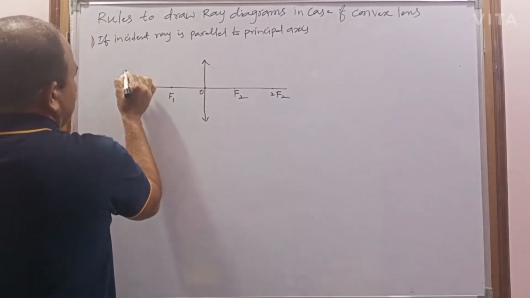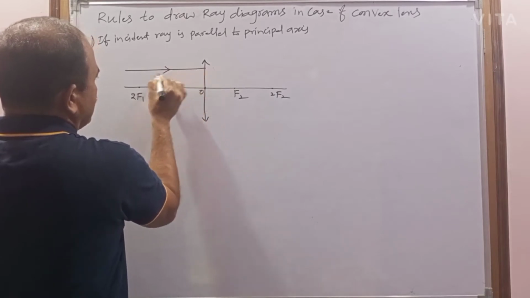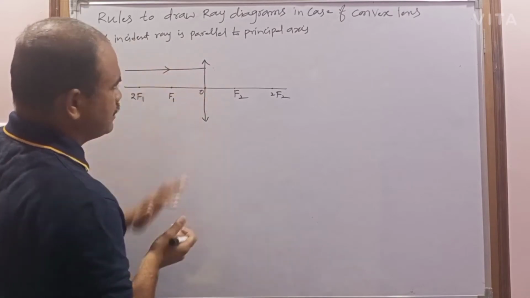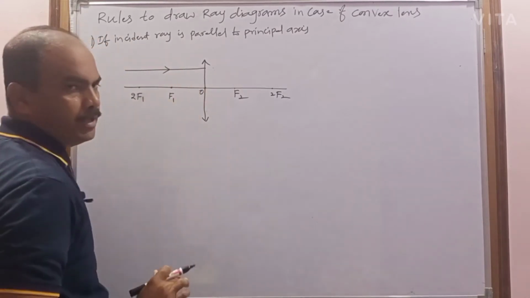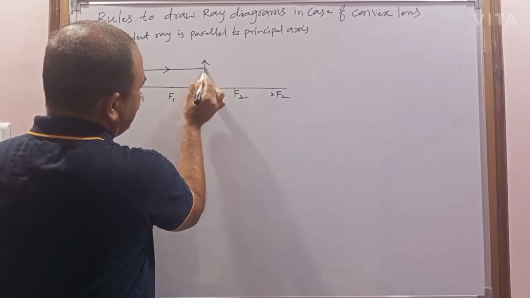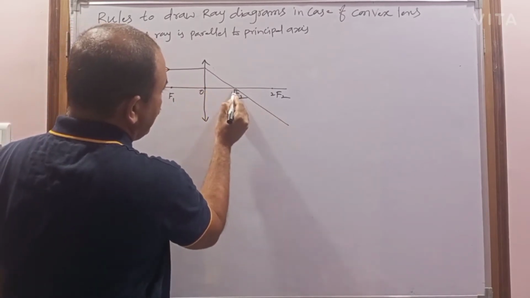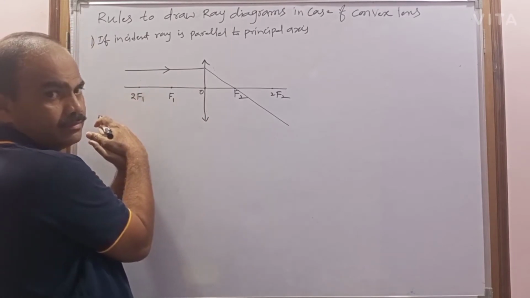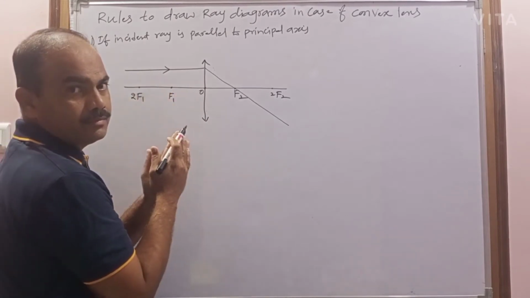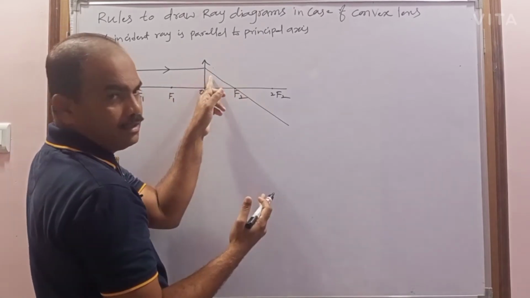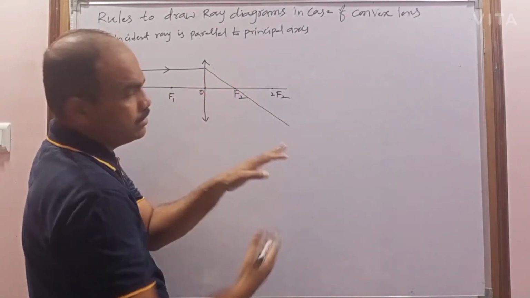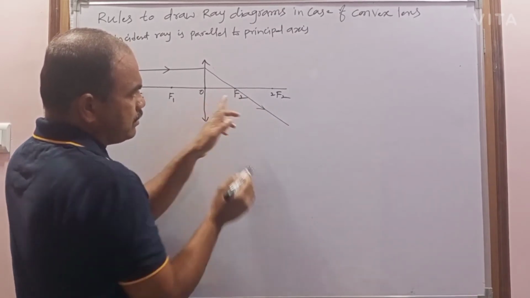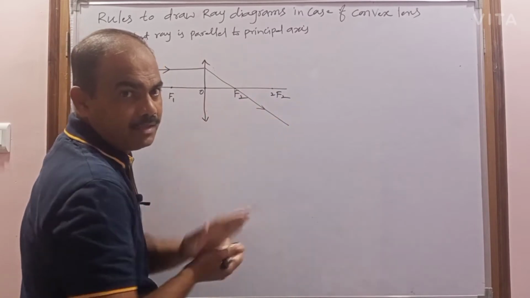Now this is the incident ray that is incident on this convex lens. It is parallel to the principal axis. After refraction it passes through the focus on the other side of the lens. The incident ray is incident on one side, so it has one focus, but after refraction it enters the other side. So this is the refracted ray. The refracted ray will pass through the focus on the other side of the lens.